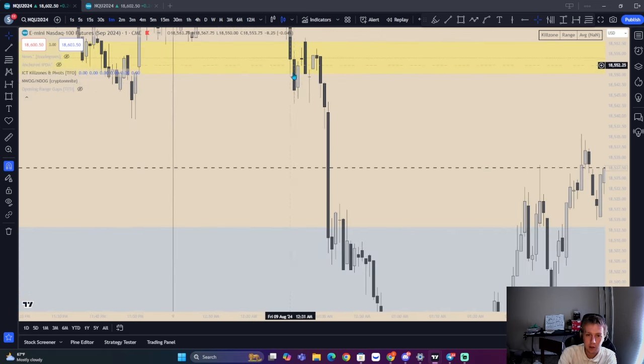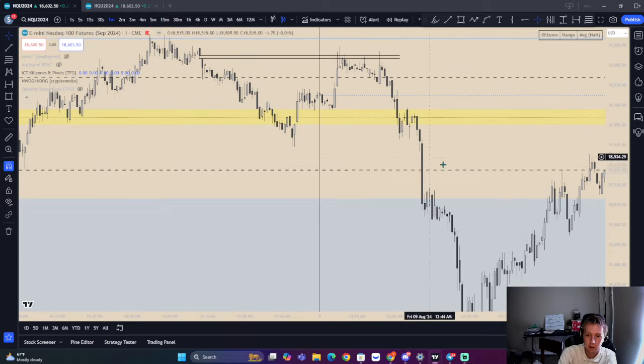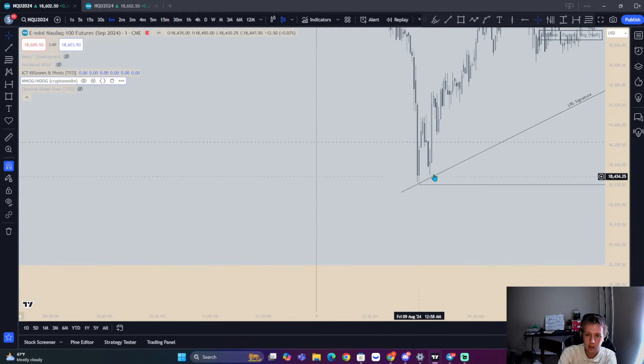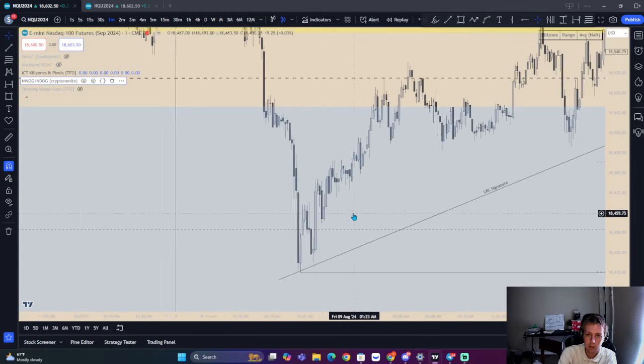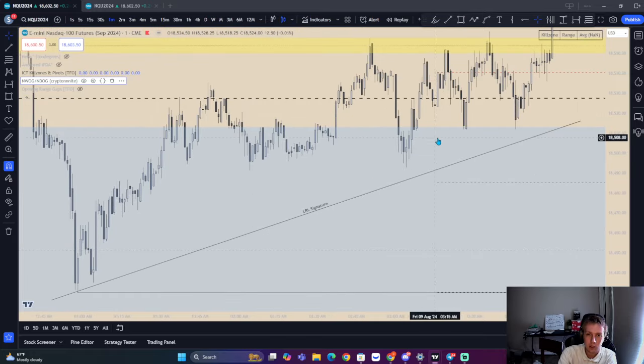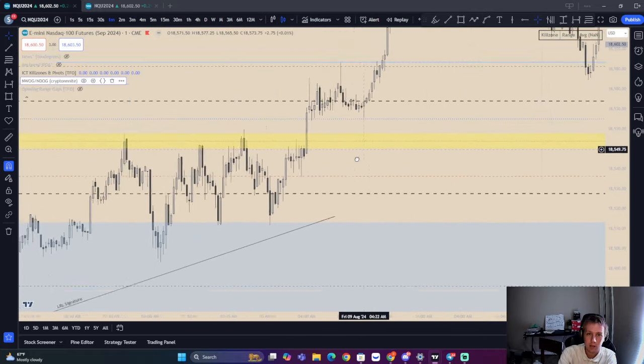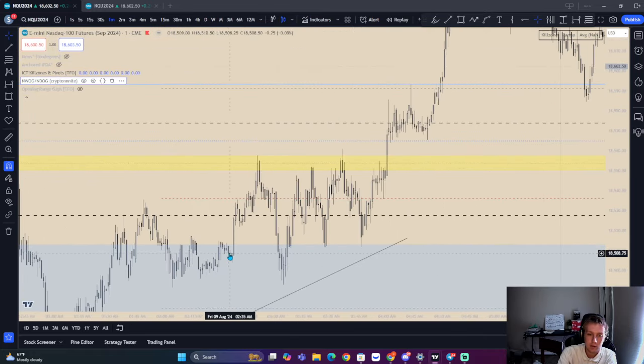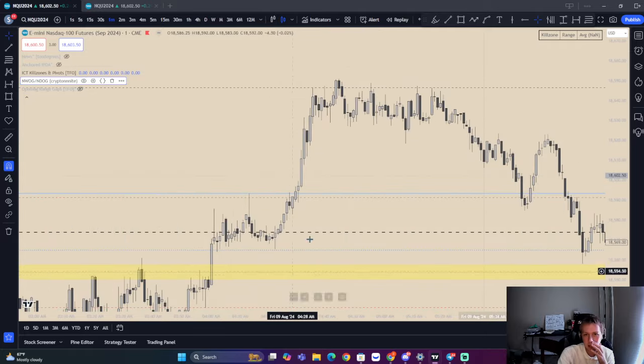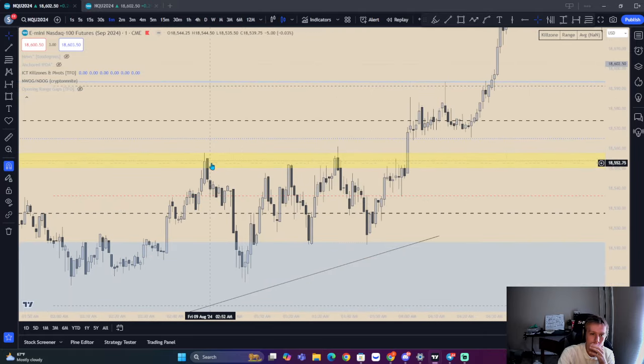Then we end up displacing through the new day opening gap. Then we end up seeking a consequent encroachment of this new week opening gap. And what are we doing here? We're just generating liquidity, generating liquidity. It's not really time yet. Although there are fluctuations, I'm not really looking to engage in this. New day opening gap, boom, boom, boom.